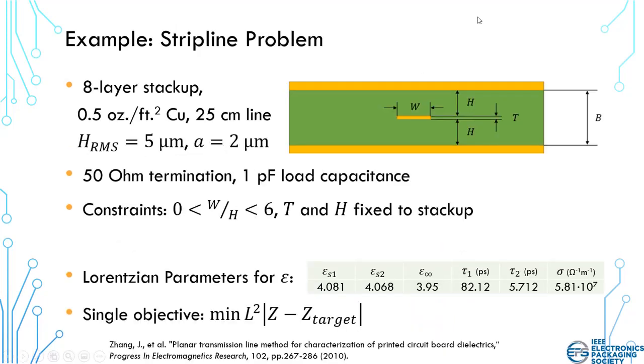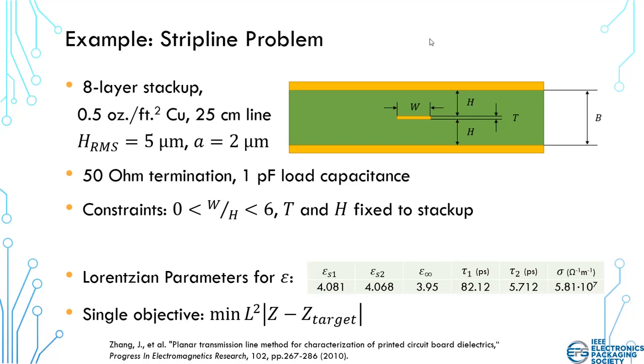So here in my stripline problem, what I've done is I've started with an 8-layer stack up, and I have chosen a 25 centimeter line. I've constrained my copper thickness based on the copper weight. So this is all standard in PCB manufacturing.